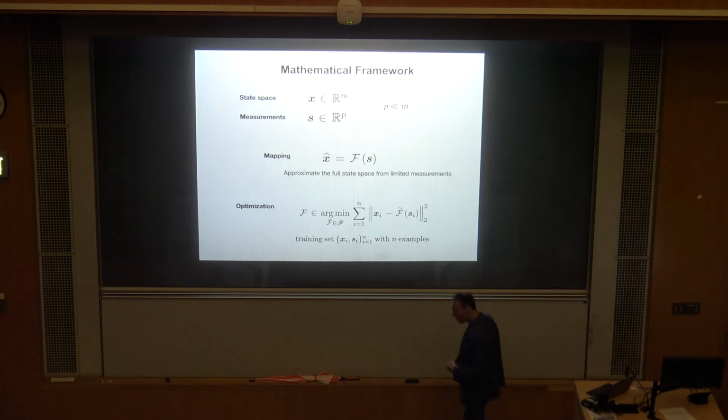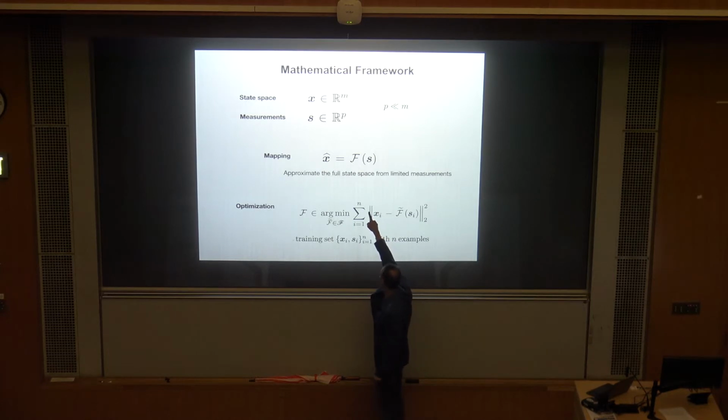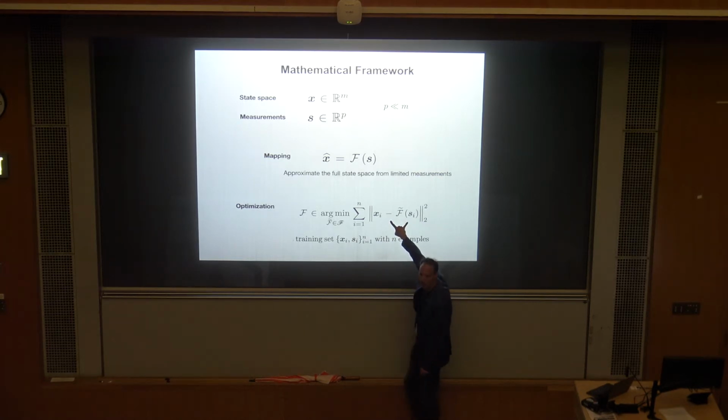And part of your objective is you just want to learn a map from the small measurements to the high dimensional space. That's the goal. You want to approximate it with that function f. I want to learn that f so that when I take my measurement, I can make an approximation to the real x. So x hat there is trying to approximate x. So, here it is. That's the optimization.